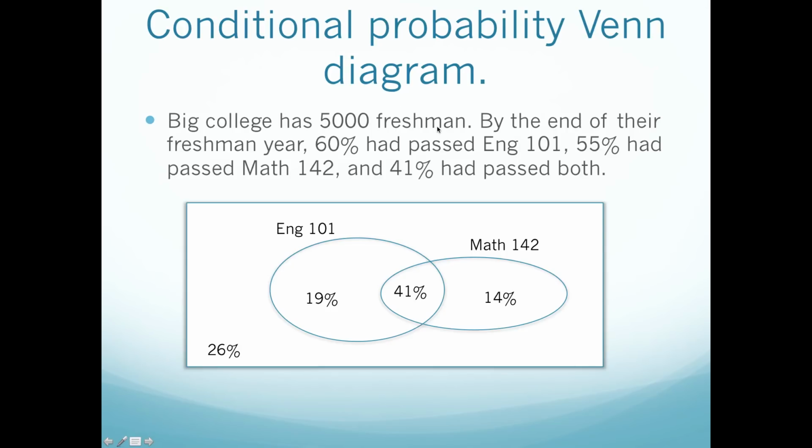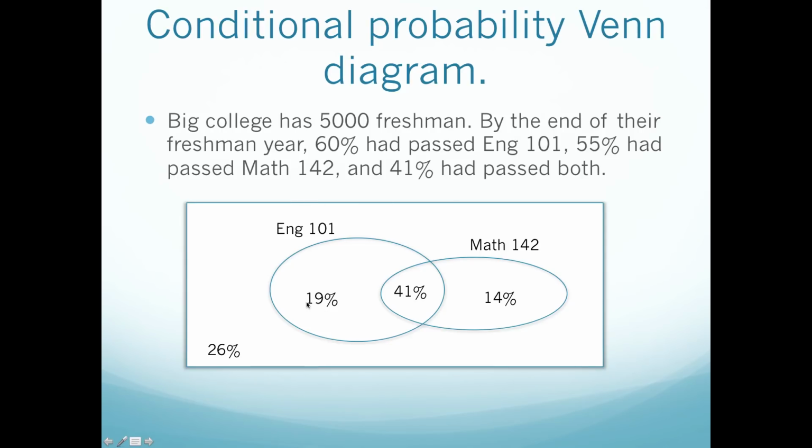So we have 5,000 freshmen. By the end of their freshman year, 60% have passed English 101, repeating the problem here. So let's look at the English 101 circle. I put 41% in the intersection of English 101 and Math 142 because we know that they've passed both. But I only put 19% here, and I want to address that.